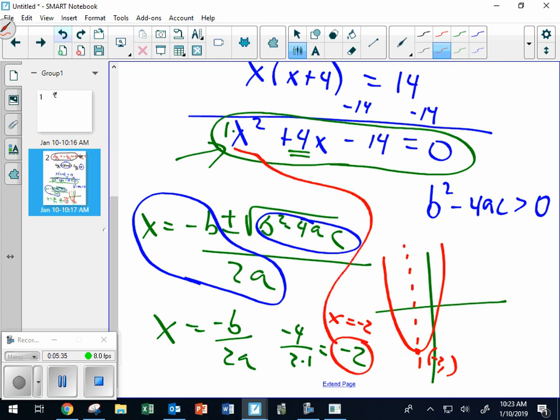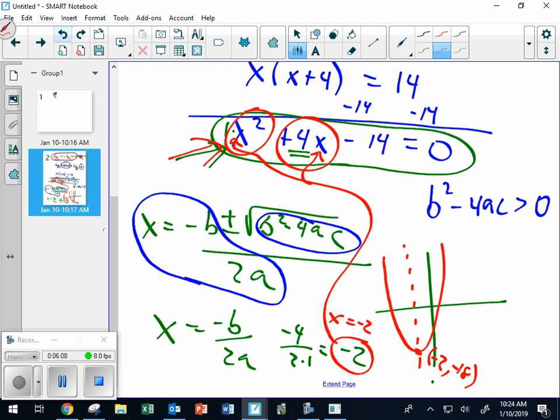I'll go back in here and here. So I may as well finish the deal. Negative 2 goes in there and makes 4. Negative 2 goes in here and makes 2 times negative 4, which is negative 8. Negative 8 plus the other one, which was 4, makes negative 4. Negative 4 minus 14 is negative 18. So final answer, I should write that bigger, negative 2 comma negative 18 would be the vertex of this parabola.